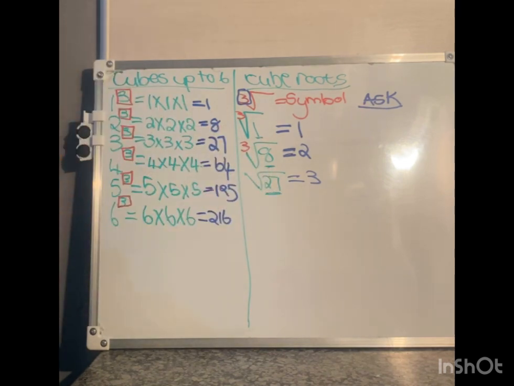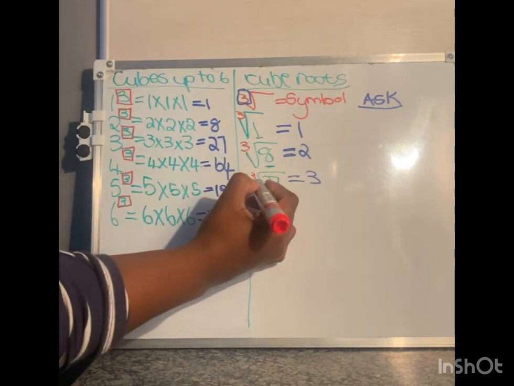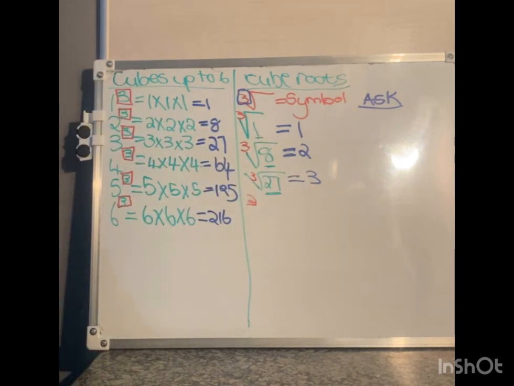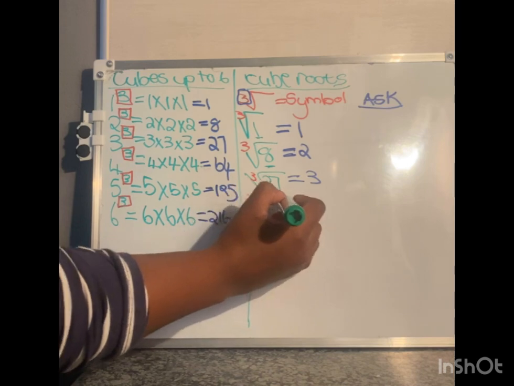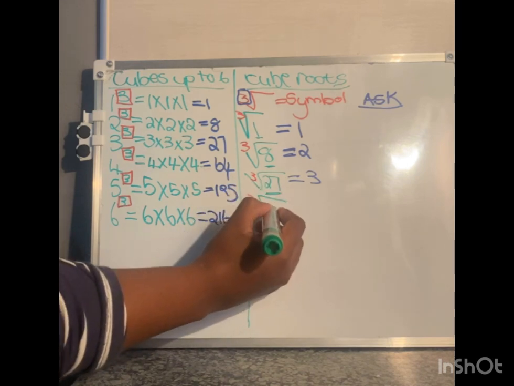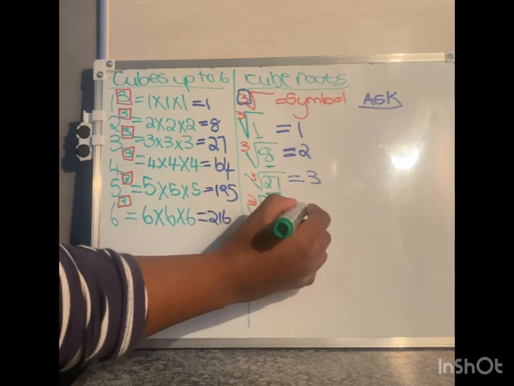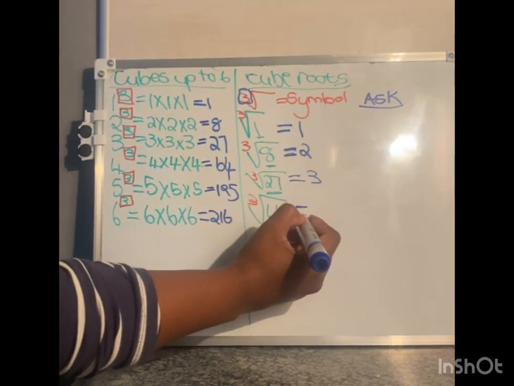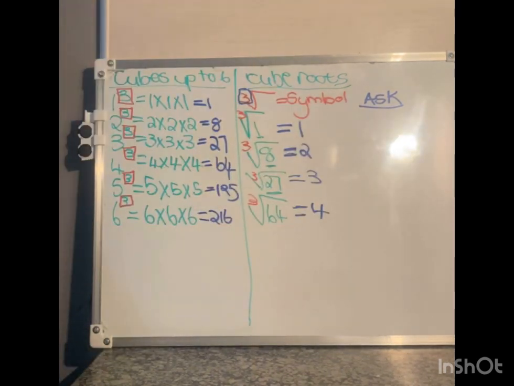And then you ask yourself again, what number multiplied by itself and by itself again is going to give you 64? What number is that? You are correct. It's 4.